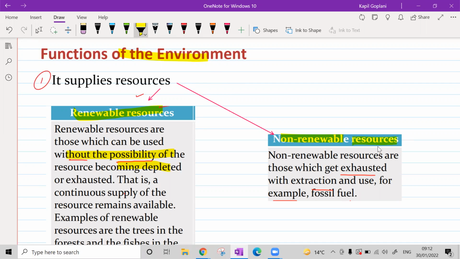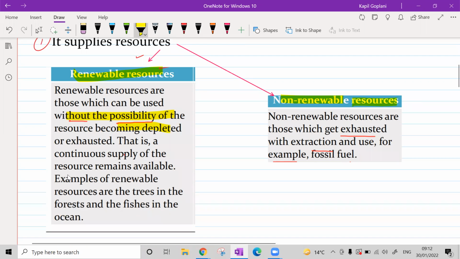So renewable resources are those resources which do not get depleted or exhausted. Take for example sunlight, take for example your wind energy. So these are your renewable resources. Other examples are trees in the forest and the fishes in the ocean, which can be renewed and don't have the possibility of getting exhausted very soon. But the non-renewable resources, as I told you, they will get exhausted and the extraction will be more difficult.